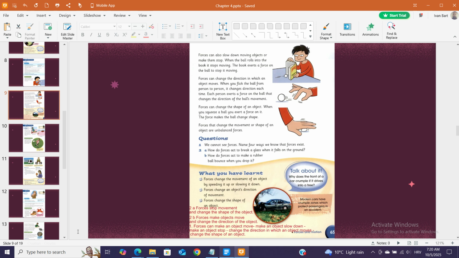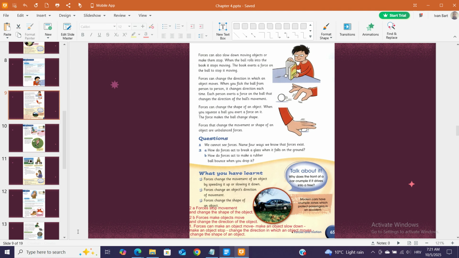Forces can change the direction in which an object moves. When you flick the ball from person to person, it changes direction each time. Each person exerts a force on the ball that changes the direction of the ball's movement. Forces can change the shape of an object. When you squeeze a ball, you exert a force on it. The force makes the ball change shape. Forces that change the movement or shape of an object are unbalanced forces.